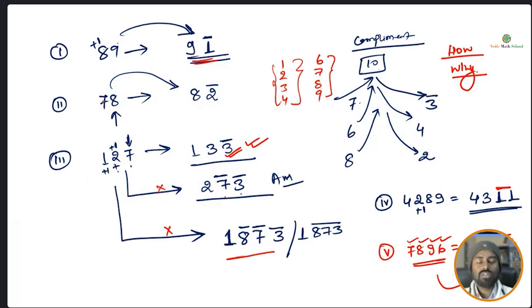Next, we are going to learn how to convert a bar number, or Mishrank, into a normal number. Okay.